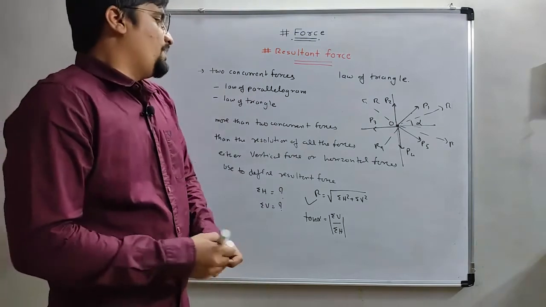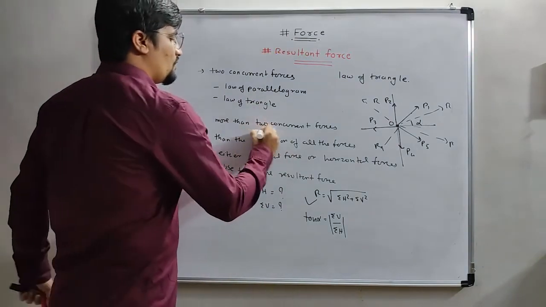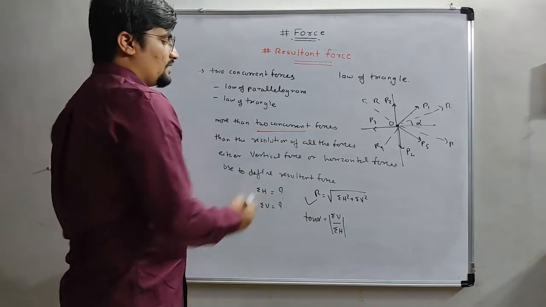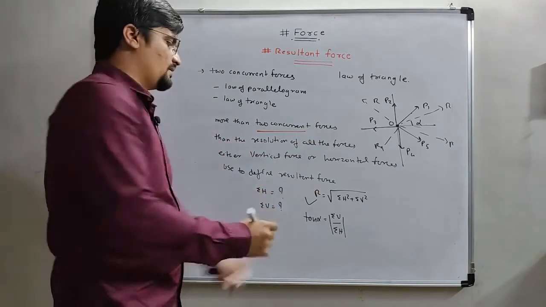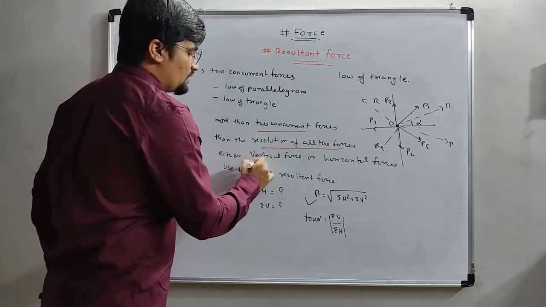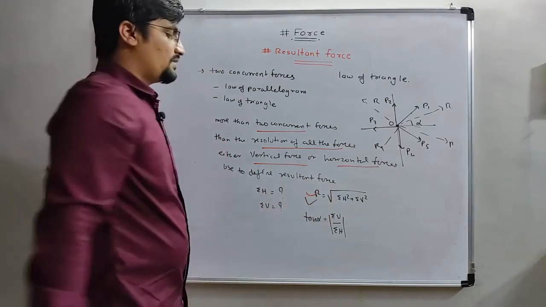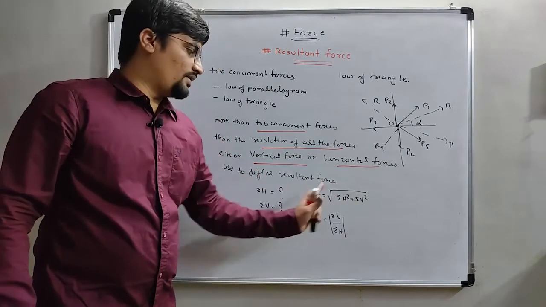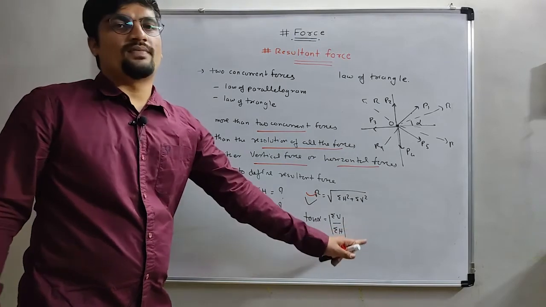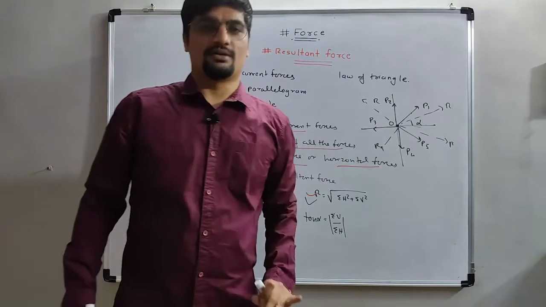So we have understood that if there are more than two concurrent forces, then the resultant force is found by the law of resolution of forces, which means the summation of vertical force and horizontal force. By using this formula we can find the value of R, and by using this formula we can find the location of the resultant force in this quadrant.